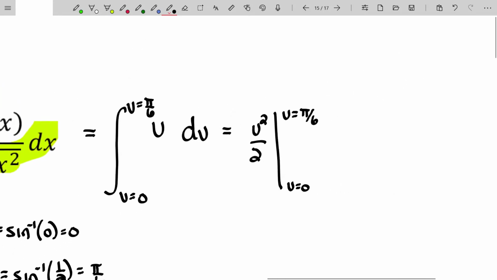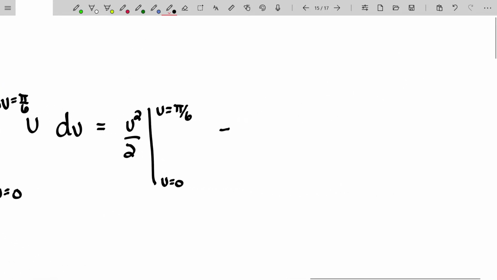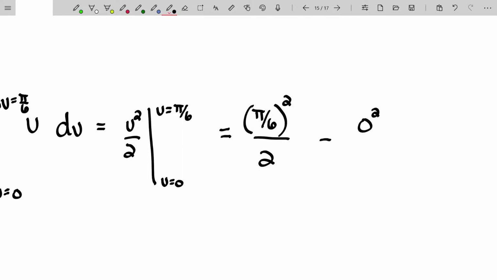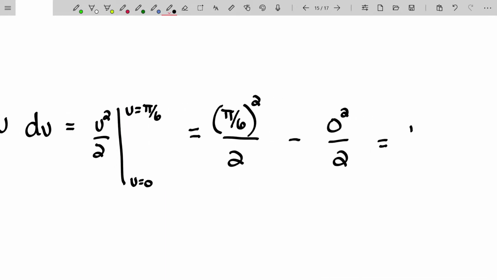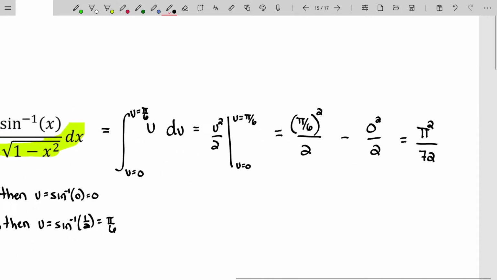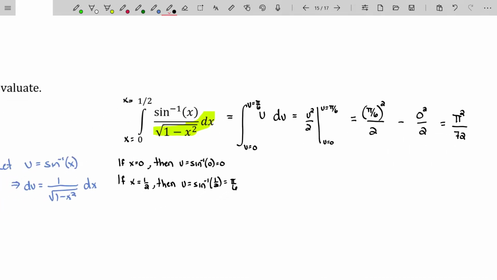and substituting in pi over 6, you get pi over 6 squared over 2, minus substituting in the lower limit, 0 squared over 2. You get pi squared over, let's see, 36 times 2, 72. That is the area underneath that curve from 0 to 1/2.